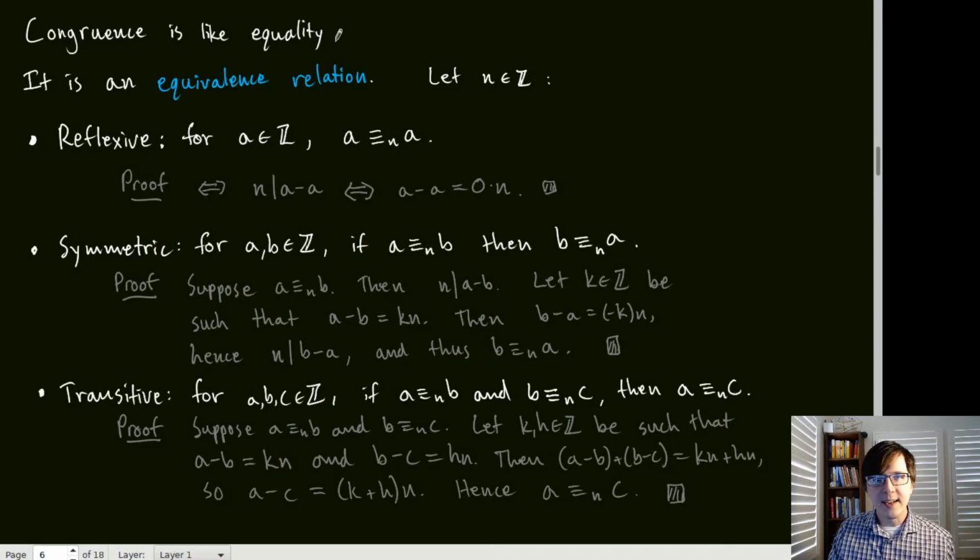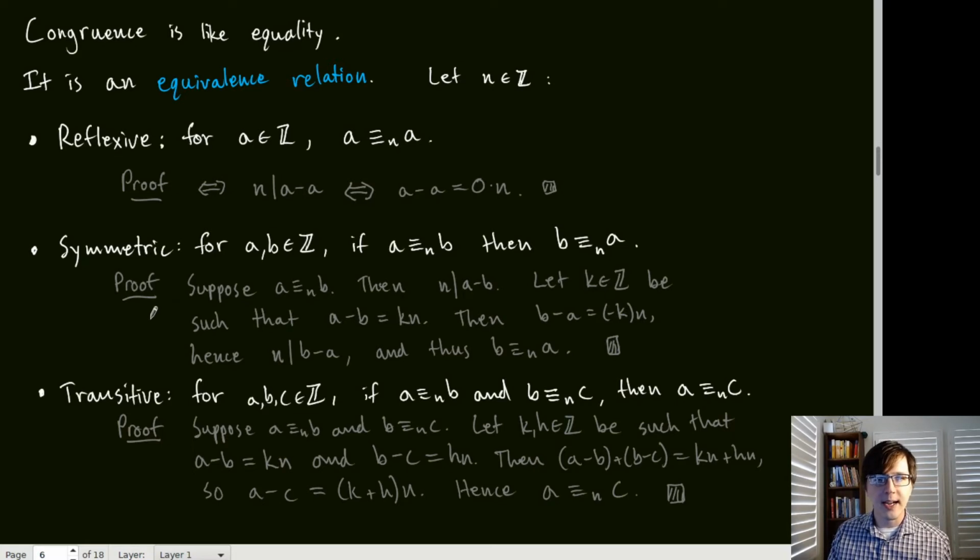Congruence is special because it's like equality. And in mathematics, things that are like equality are called equivalence relations. Equivalence relations satisfy three properties, just like equality: reflexivity, symmetry, and transitivity. Reflexivity is that things are equivalent to themselves. Symmetry is that if something is equivalent to something else, then that something else is equivalent to the something. And transitivity is that you can chain equivalences.